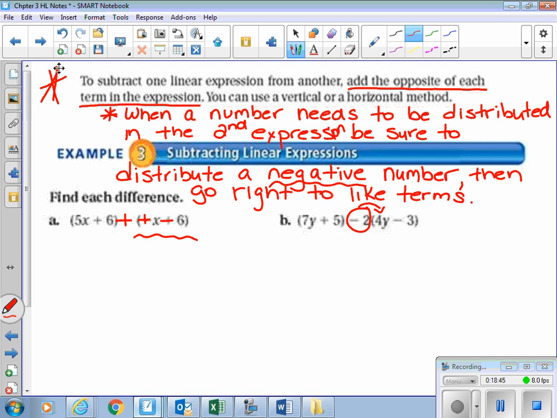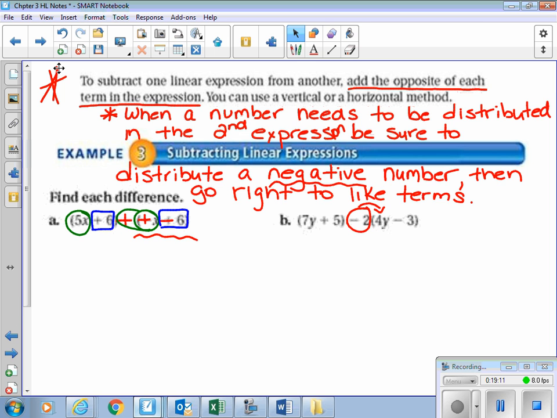Now that I did my keep, change, opposite, I'm going to go right into looking for those like terms. So I can see here I have a 5x and a positive x. Notice if you want to hear, you have a plus positive x, which is just plus x. And then we have positive 6 and negative 6.